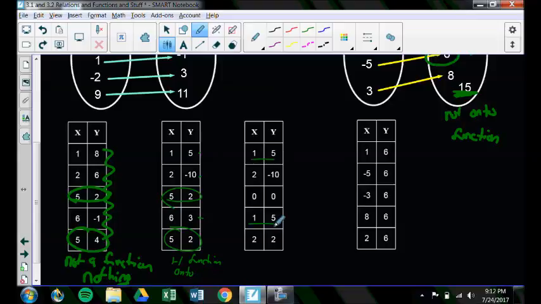1 goes to 5, 1 goes to 5. 2 is going to 2 different things. This is not a function. Therefore, it can't be 1-to-1.